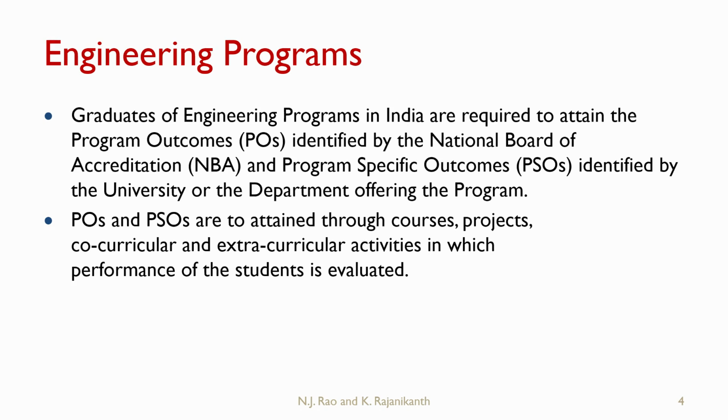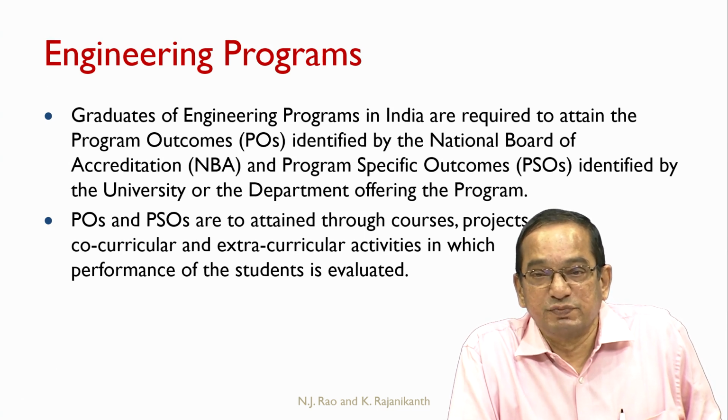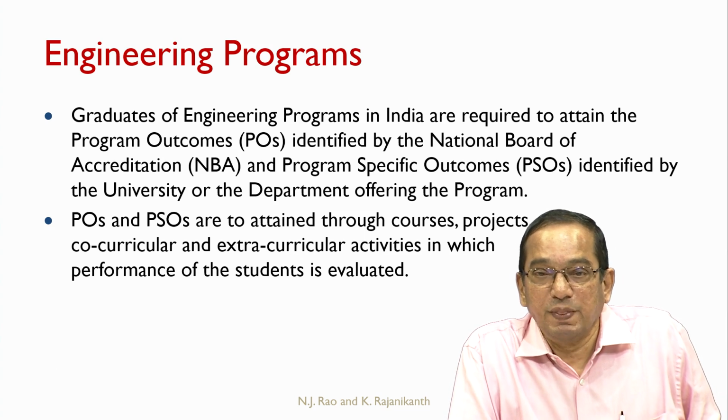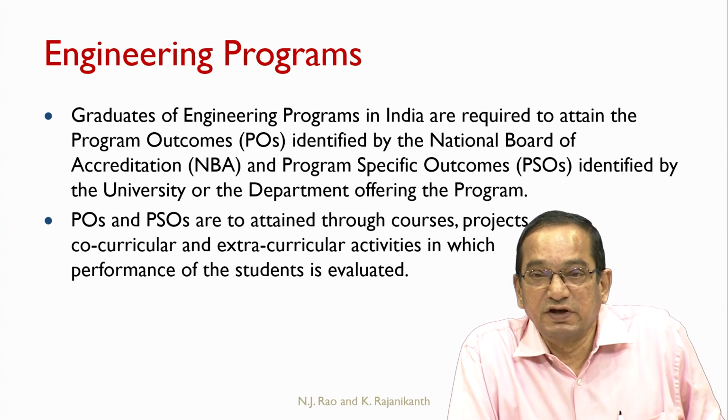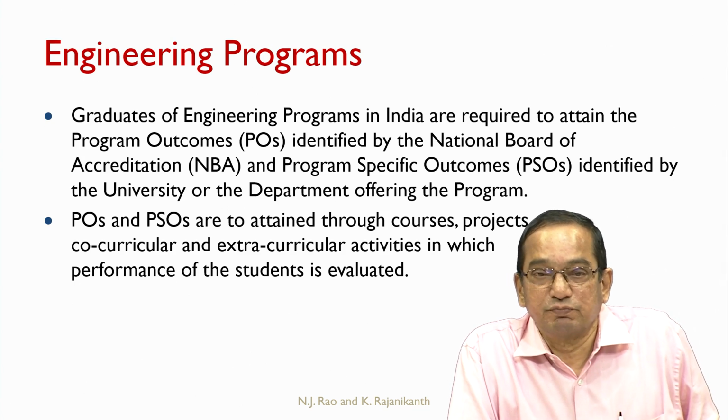Graduates of engineering programs in India are required to attain the program outcomes and program specific outcomes. The 12 program outcomes are specified by the National Board of Accreditation. 2 to 4 program specific outcomes are identified by the university or the department offering the program. Students are supposed to attain all the 12 program outcomes specified by NBA and the additional 2 to 4 program specific outcomes identified by the university or the board of studies.